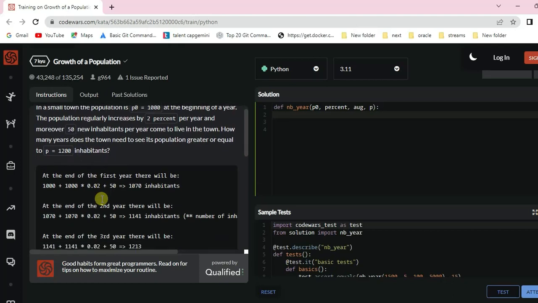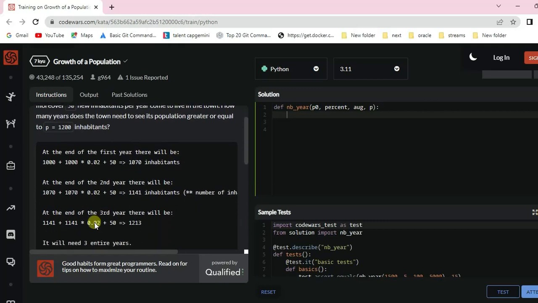Here the expression should be written as follows. See here 1000, that is P naught, plus here 1000 is P naught, and we are multiplying with percent, and see, 2% here, right? Percent is 2, so 2 by 100 gives 0.02, plus new people, that is migrated people, new inhabitants is 50, we are adding. Here 1070.